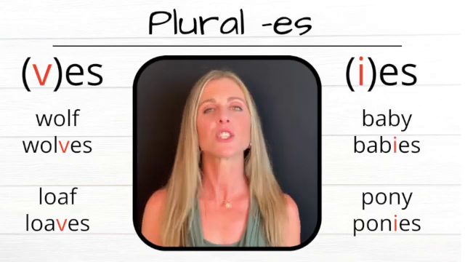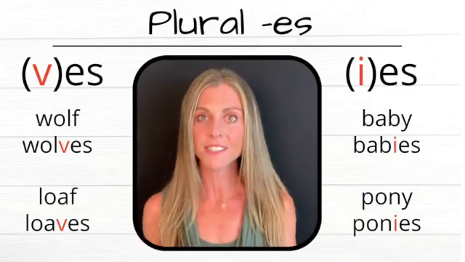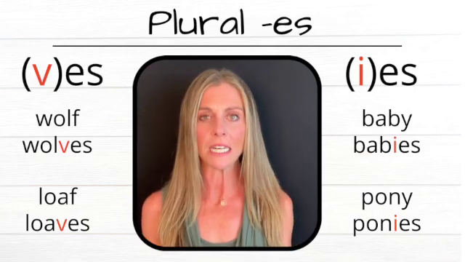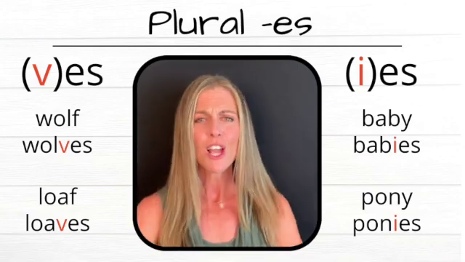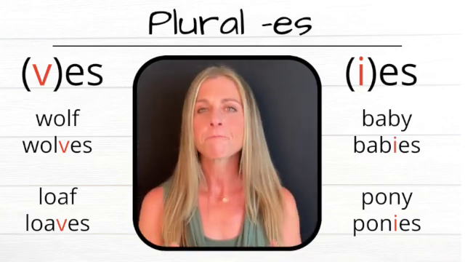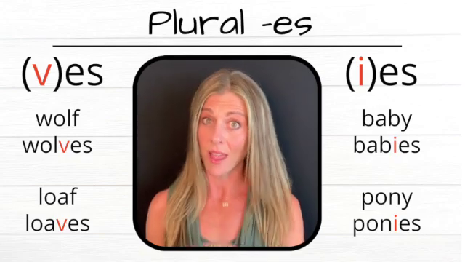But when you want to make it into wolves and loaves, I saw a pack of wolves. I hope you didn't eat a lot of loaves of bread. You might have a bellyache from that. But you walked down the grocery aisle, you saw all the loaves of bread. When we make those words plural and they end in an F, we have to make a change.